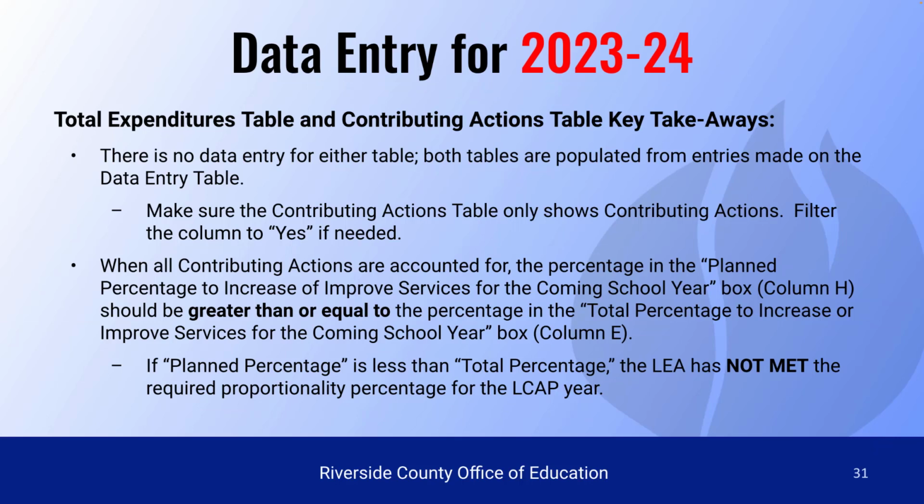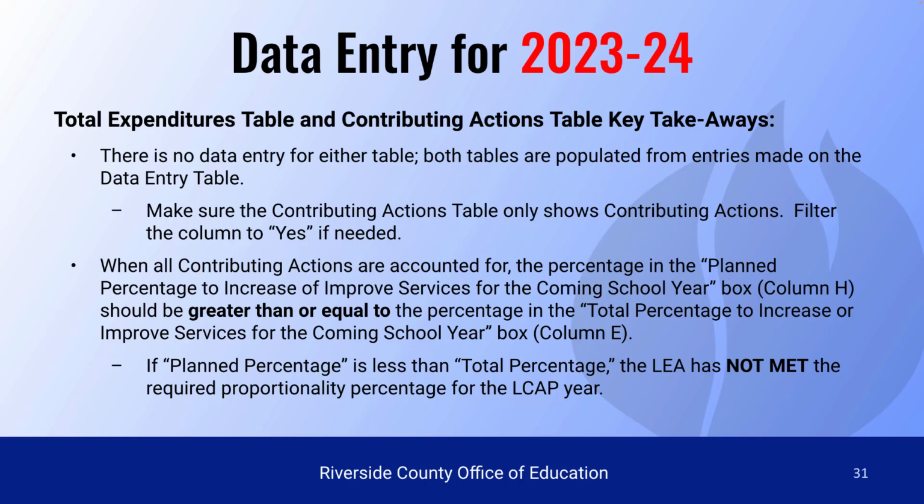So just a couple of key takeaways on these couple of action tables for 23-24. There is no data entry for either table. All of the items are populated by the data entry table. Just make sure that the contributing action table is only showing contributing actions, so change that filter to yes if needed. And then finally, pay attention to those two percentage boxes.